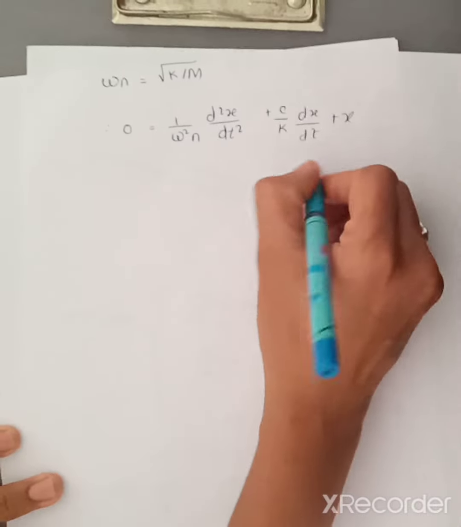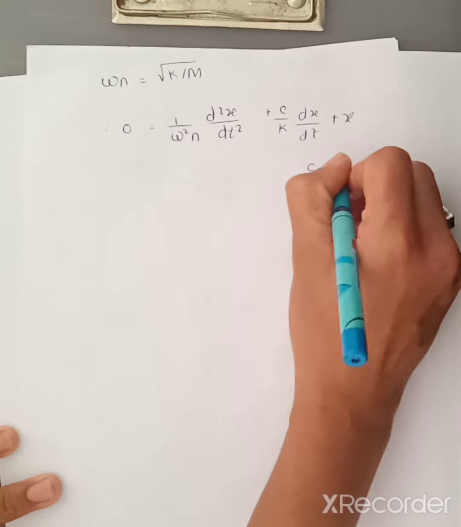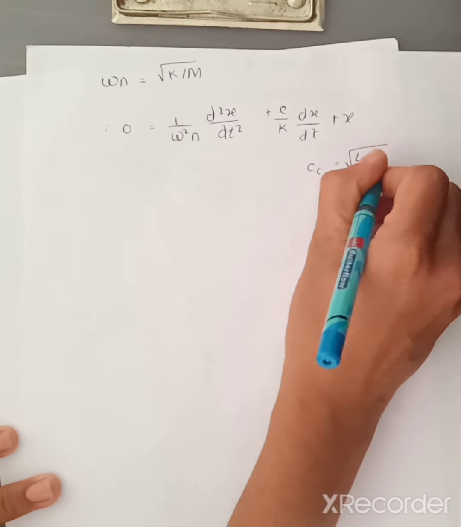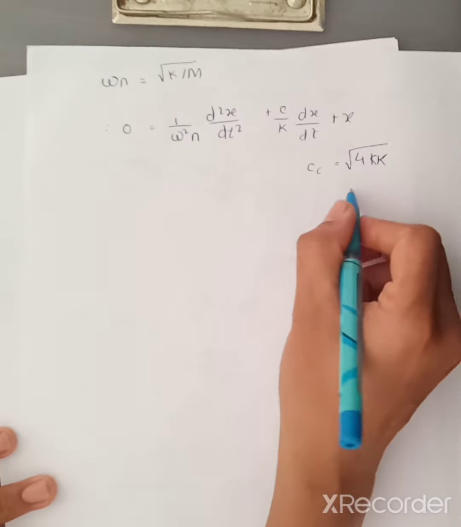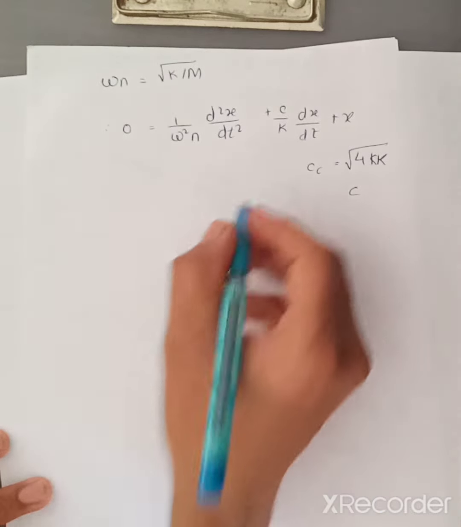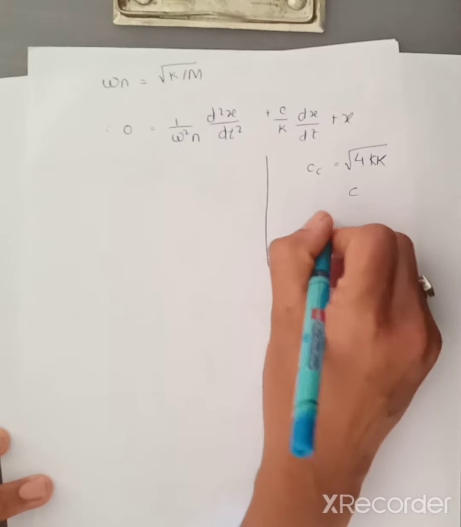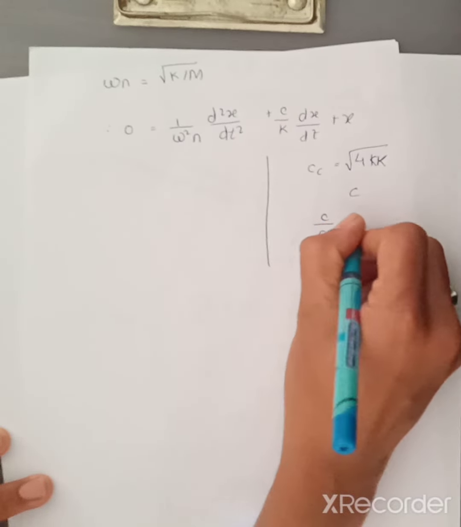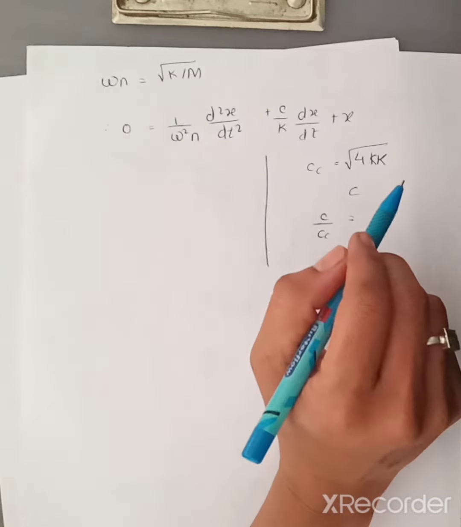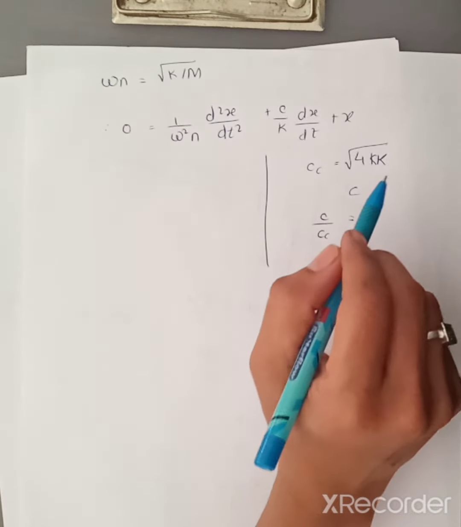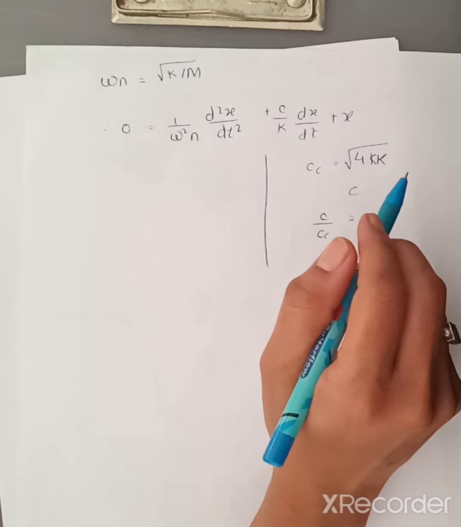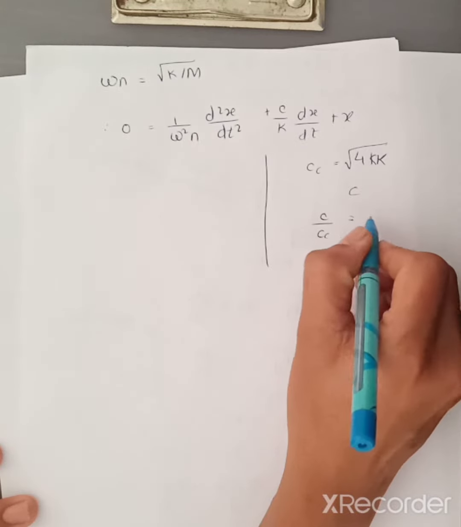We all know Cc is under root 4km, and it has the same unit as that of C, the damping coefficient. Generally, this ratio of C upon Cc is called the damping ratio. The ratio of the damping coefficient upon the critical damping coefficient is called the damping ratio, and it is denoted by del.